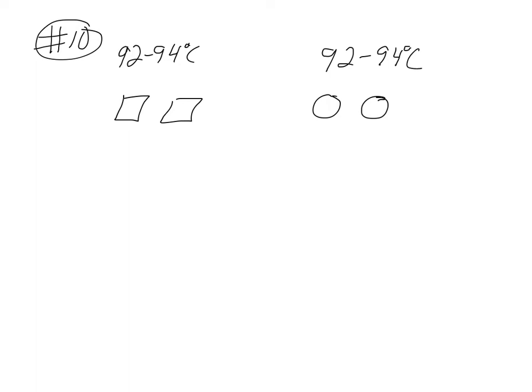But now I'm going to take both of these and mix them. Well, they're two different molecules. I don't know who's a square, who's a circle, but I know they're different. They're not the same thing. They just happen to have the same melting point. So if I mix them together, what's going to happen to the melting points? They're going to go down.